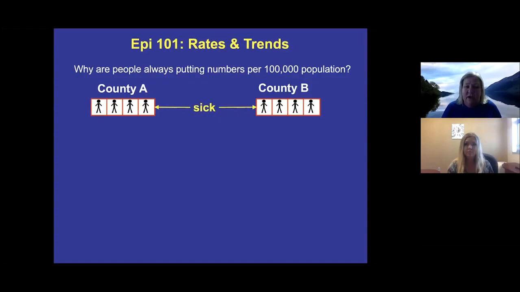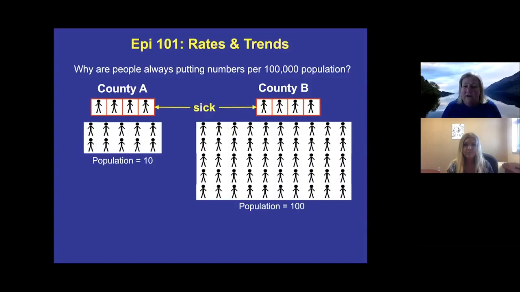But if we have 2 counties, County A and County B, and both of these counties have 4 sick people, say 4 people with COVID, it's really hard to say anything about those 2 counties unless we knew how many people were actually in the counties. So in this example, County A has only maybe 10 people, whereas County B would have 100 people. And you can just see looking at this that County A is going to be much more affected by these people being sick than County B is, because it's a much larger percent of their population that's sick than what you see in County B.